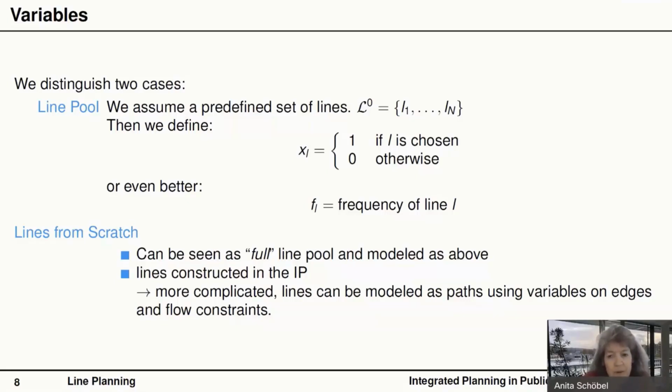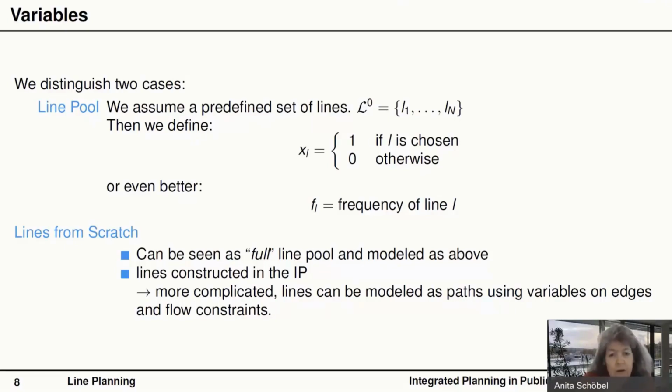The other possibility would be to start with lines from scratch. So this could be modeled if you would like to have all lines. You could add all lines to the line pool. We call that full line pool because we would add all possible paths that exist in the public transport network, in the infrastructure network. And then we can proceed as with a line pool as above. The problem is if the line pool gets large, the algorithms get slow. So usually it is not a good idea to have all lines in the line pool because then our optimization algorithms would not work anymore.